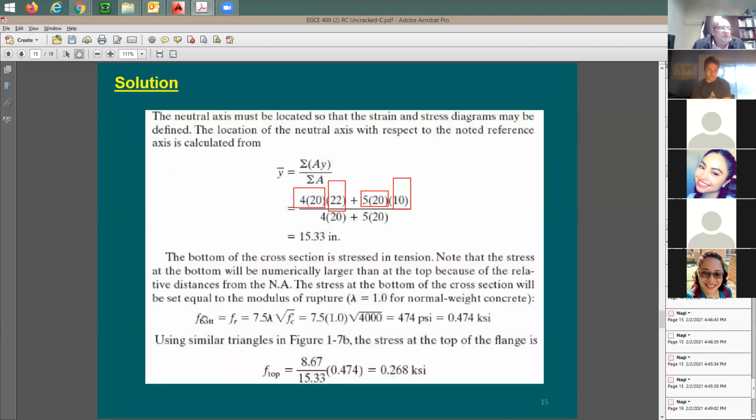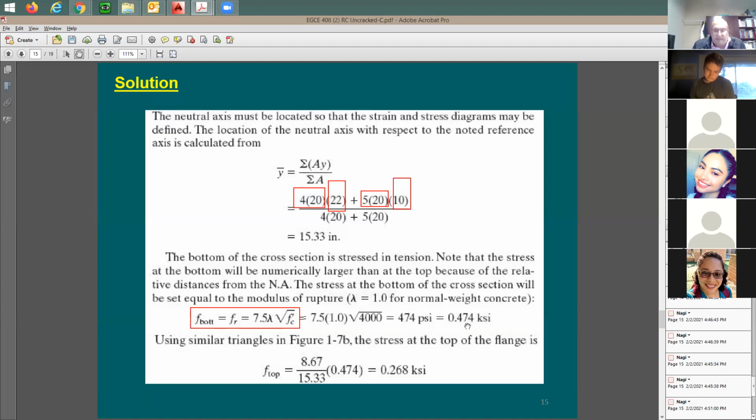I said, okay, you're asked for the cracking moment. The cracking moment by definition is going to be the moment at which the stress at the bottom is approaching this value here, the cracking stress. So when the stress at the bottom is equal to 7.5 square root of f'c, what's going to happen? Which means when the stress equals 474, we have seen this value before, and we know it's normal weight concrete, 4,000 psi. So when the stress reaches 474, the beam is going to be cracked.